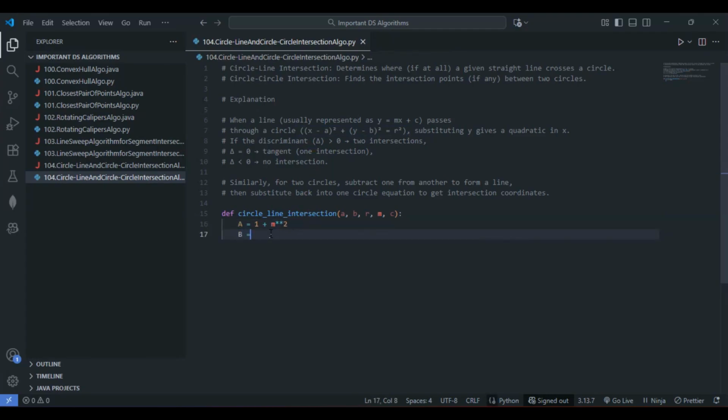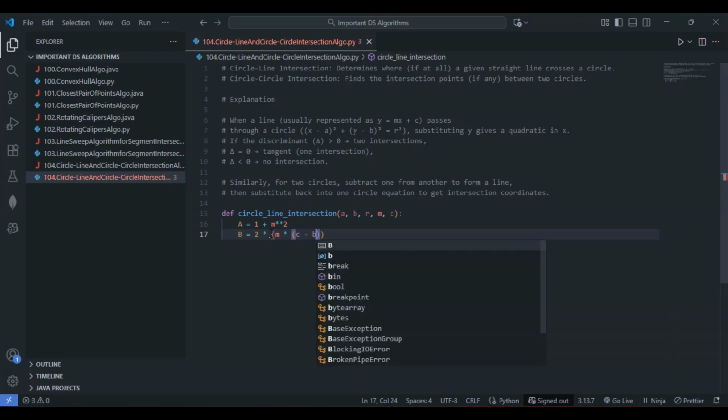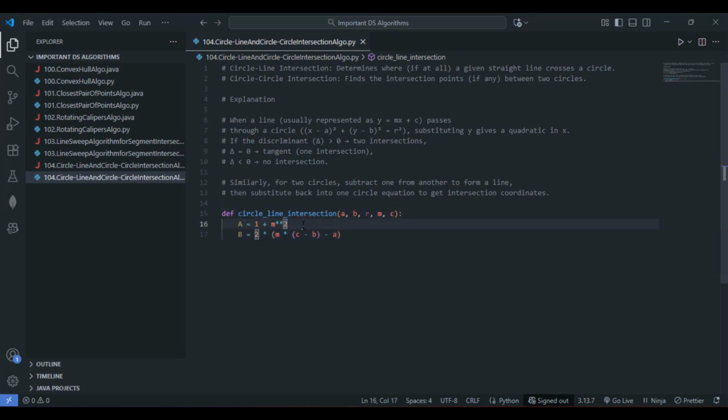Let me consider one more variable, b. This will be 2 times m times (c minus b) minus a. This is the coefficient of x. So the first line, line number 16, is the coefficient of x square, and line number 17 is the coefficient of x.